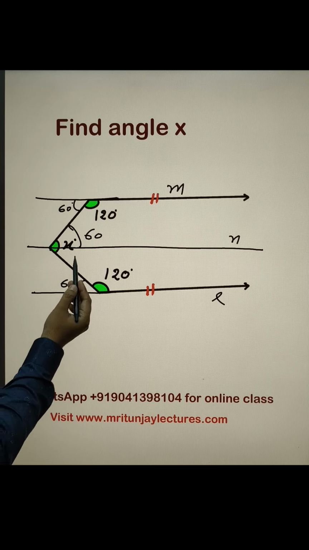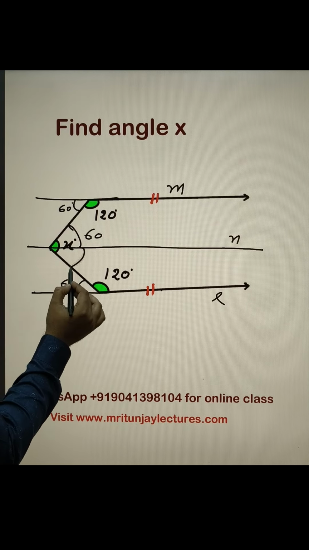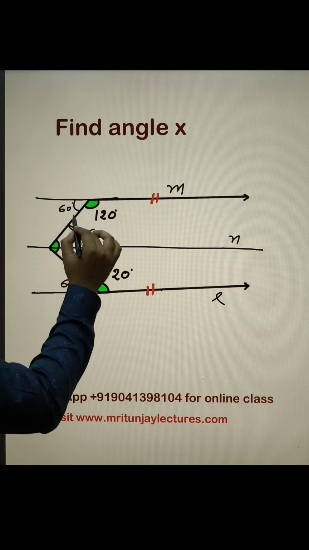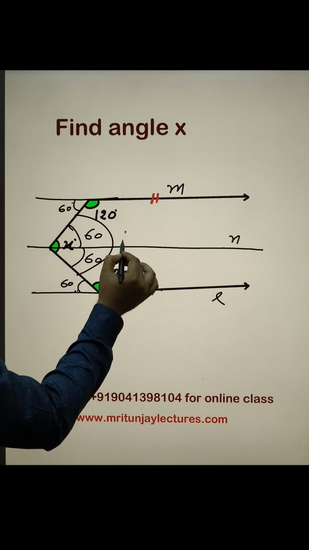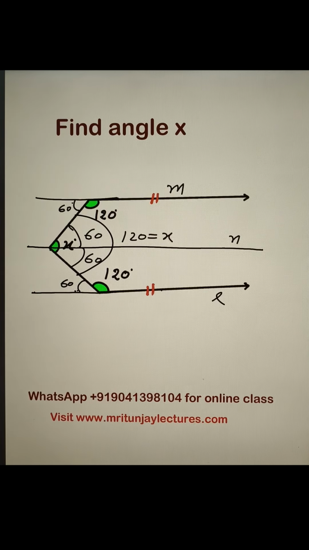Same concept applies here. These two lines are parallel. So if this one is 60, so what about that one? 60. After that, the sum of these two is how much? 120. Clear? So x is how much? 120 is the right answer. Make it.